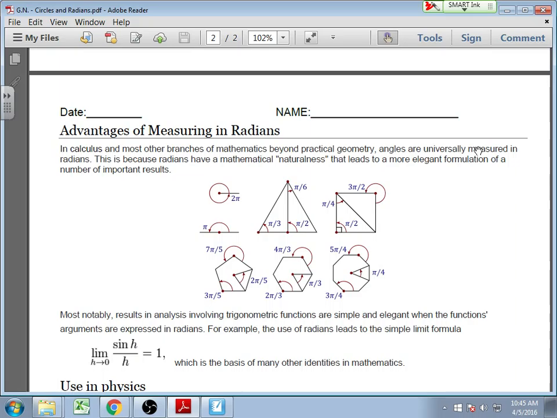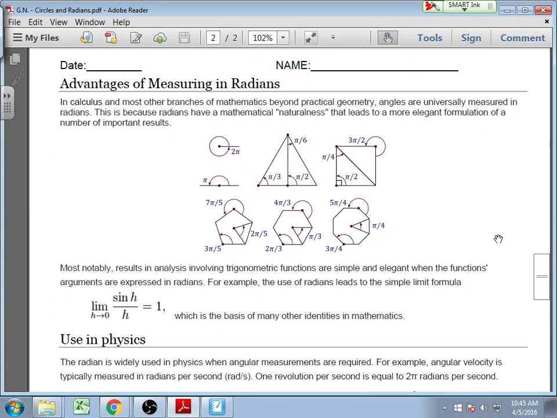So why do we use radians? What are some advantages of us doing this? Well, when you get up into calculus, which very soon will happen for you guys, so I mentioned this earlier, but what's the label of a radian?